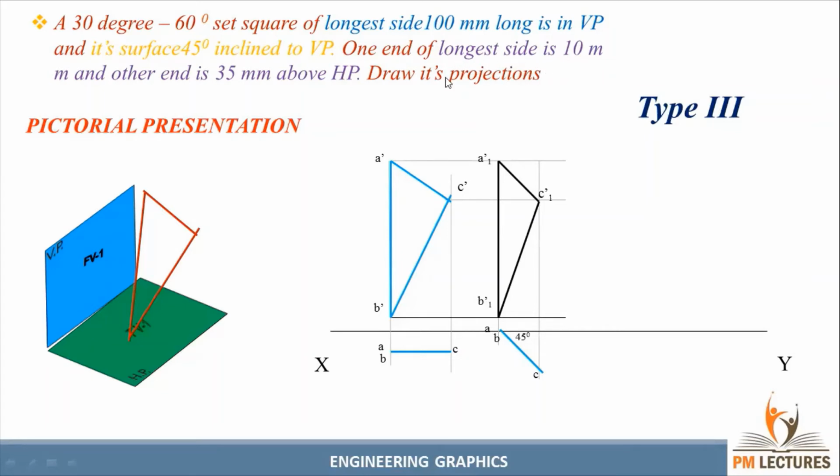longest side is 10 mm and the other end is 35 mm above HP. So for 35 mm we need to draw a line from here and make a point A1 dash, because we have the longest side. And we can draw another line for 10 mm. Then measure the distance A1 dash to B1 dash, because here the longest side is given. So A1 dash to B1 dash we need to measure using your compass and make an arc on the 10 mm line and give the point B1 dash and draw it.